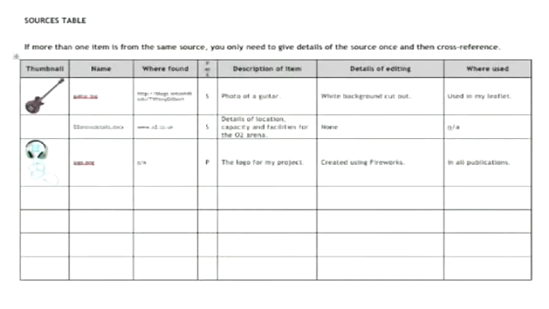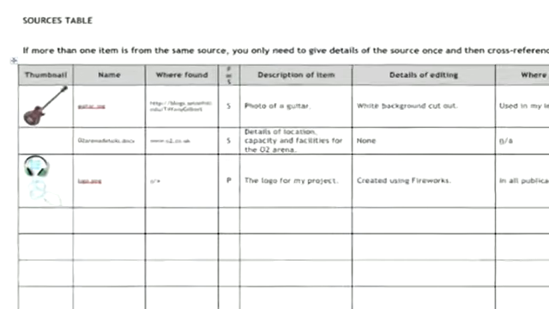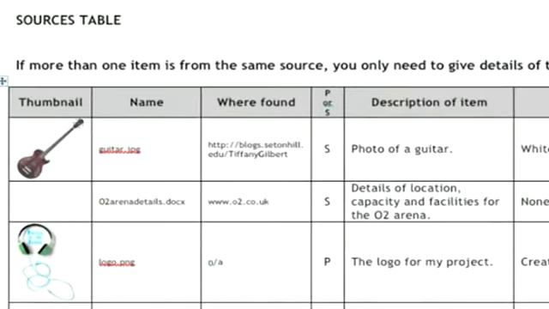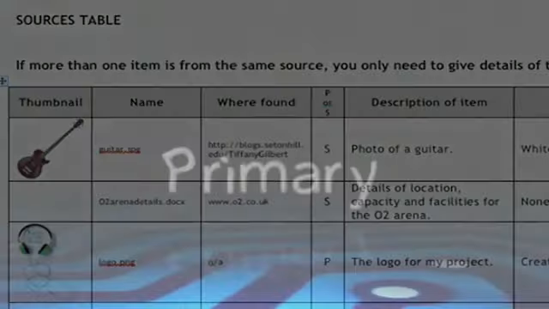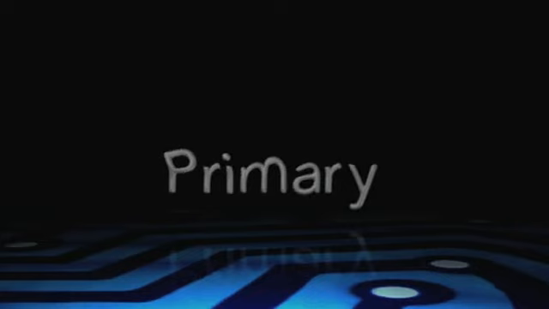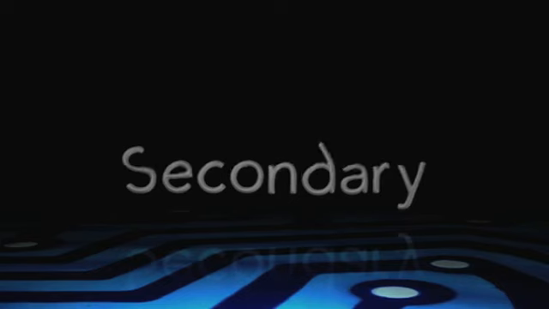Some projects may require you to keep a record of the sources you have used. You can use a sources table for this. You may also need to say whether or not the source you used was primary or secondary. A piece of information from a primary source is usually something you have created yourself, whereas a piece of information from a secondary source has normally been created by somebody else.